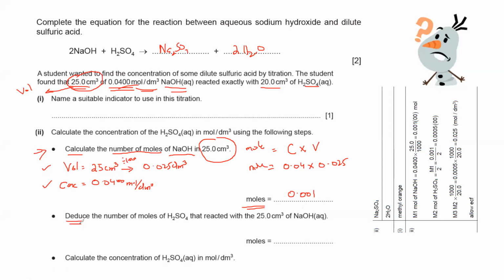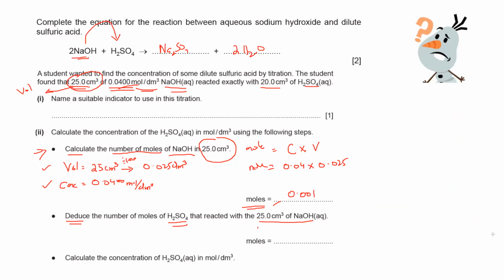The second part, deduce. Deduce means find the number of moles of sulfuric acid that reacted with 25 cm cube of sodium hydroxide. So how can we work out the moles of sulfuric acid? Sulfuric acid means H2SO4. We have the moles of sodium hydroxide and we need the moles of sulfuric acid. So for this part, we can use the ratio. What is the ratio between sodium hydroxide and sulfuric acid H2SO4?